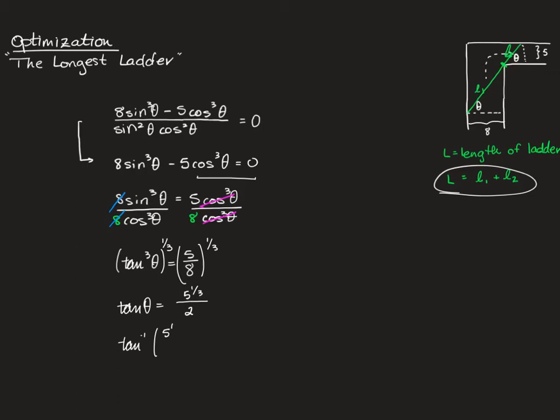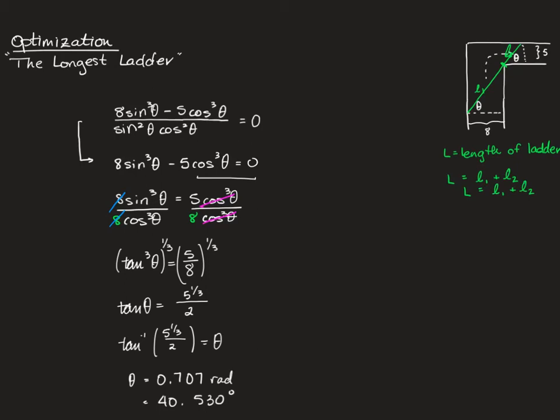Now I can use tangent inverse to find the angle theta. That's just a calculator problem. It turns out that theta is equal to about 0.707 radians, or about 40.5 degrees. Which unit you use doesn't really matter because we're ultimately not looking for theta. What we're looking for is L.